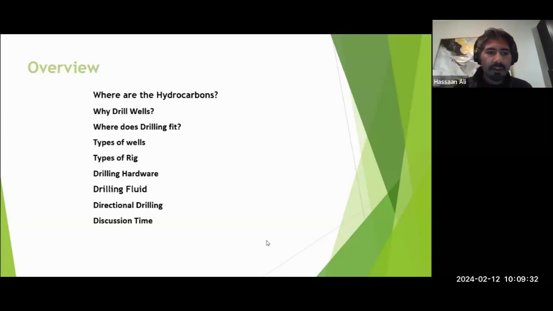Then why we drill oil and gas wells, where the drilling fits, different types of wells, different types of rigs, onshore, offshore, what type of drilling hardware. So we will dissect the different components of an oil and gas rig. And then once you see a rig, you can actually identify some of those components.